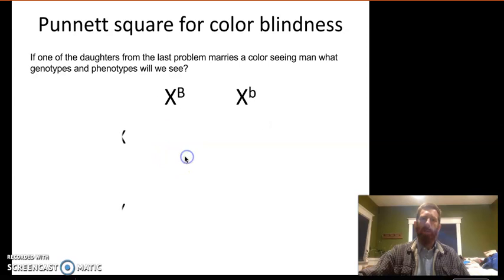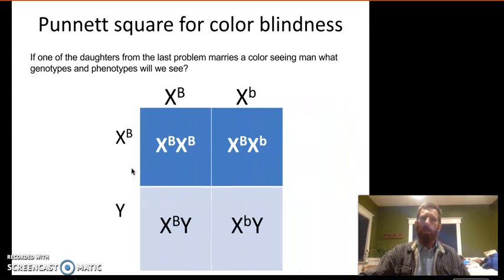So here we go. Here's the female from the last problem, who marries a color-seeing man, X to the big B, Y. So there's our genotypes that we're going to see. Here is a color-seeing female. Here is a color-seeing female who's a carrier. Here is a color-seeing male. But then here in our F2 generation, now we have that trait show up again of a colorblind male.